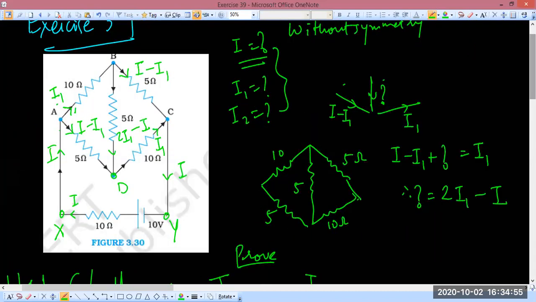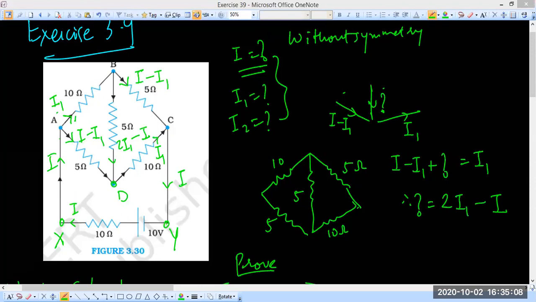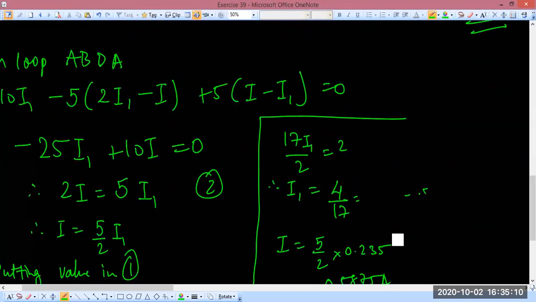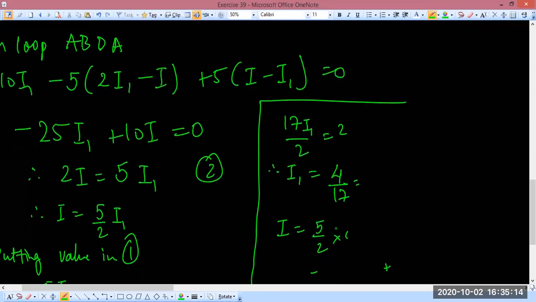Check answers, are they given in fractions? Everyone, are the answers given in fractions? Okay, fraction, fine, then leave it, there's no need to worry about this. Right, so into 4 by 17, so 10 by 17 ampere, okay.